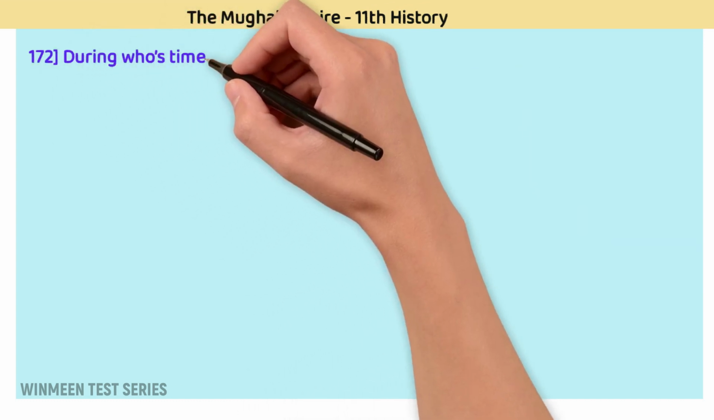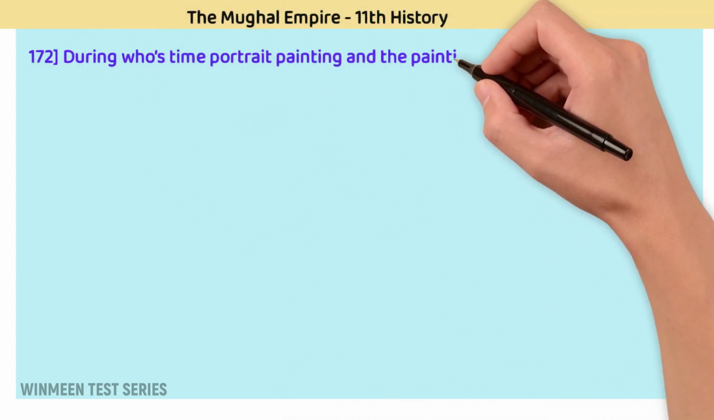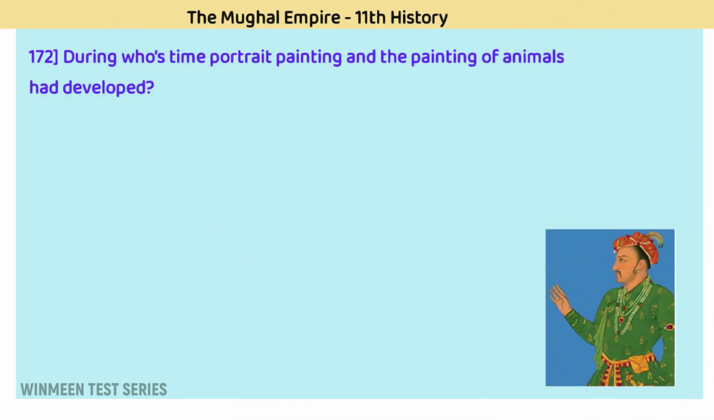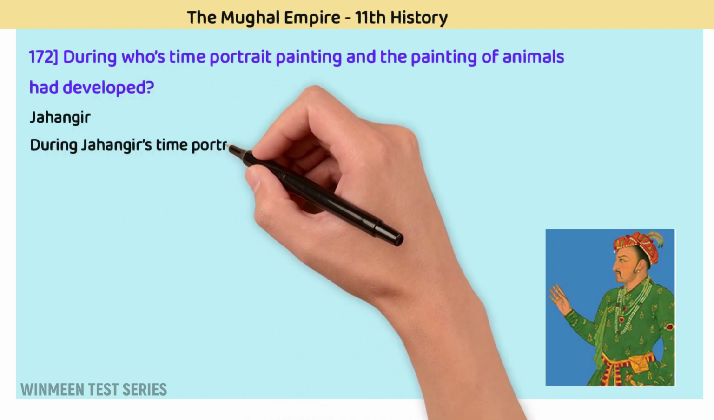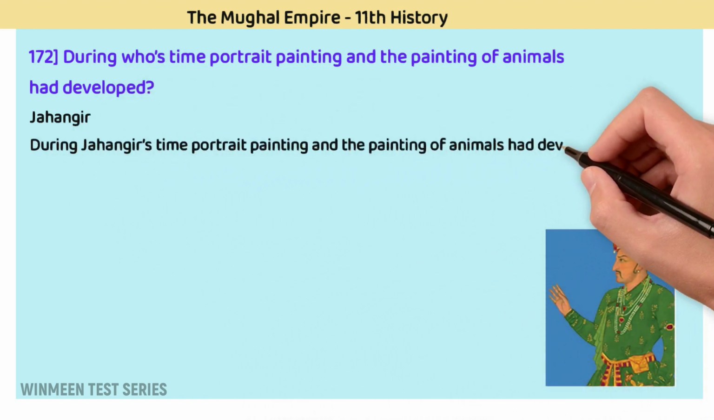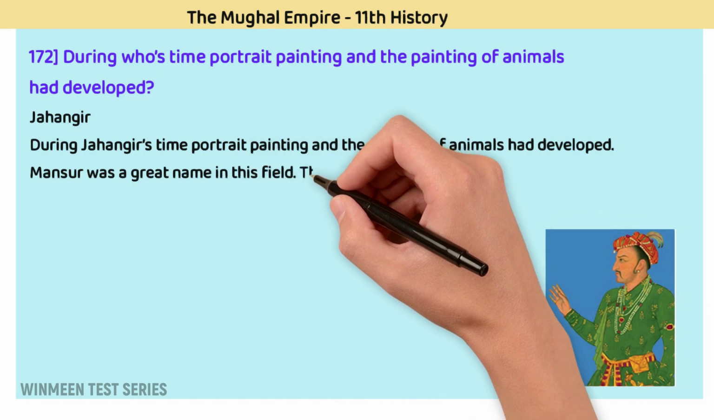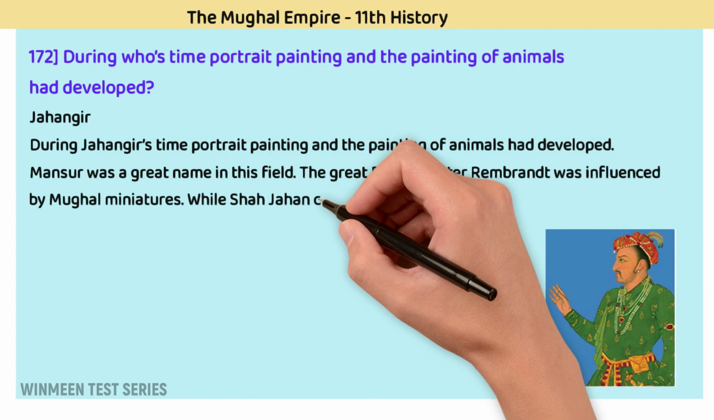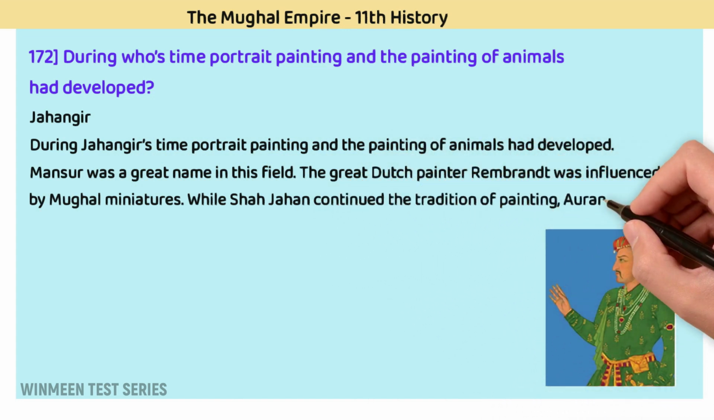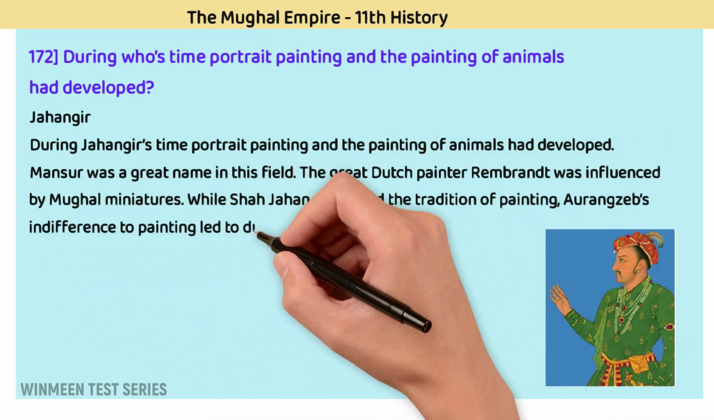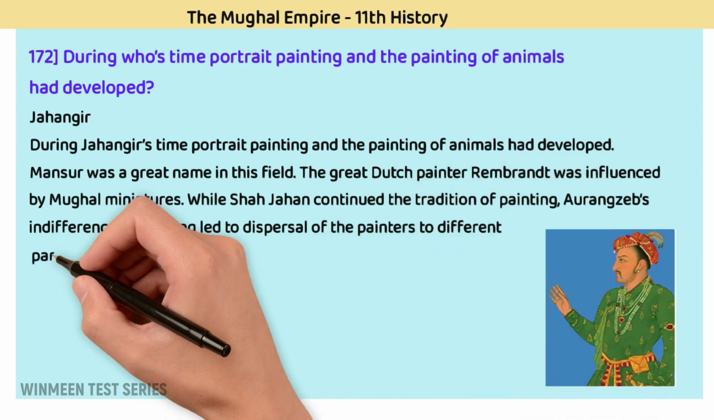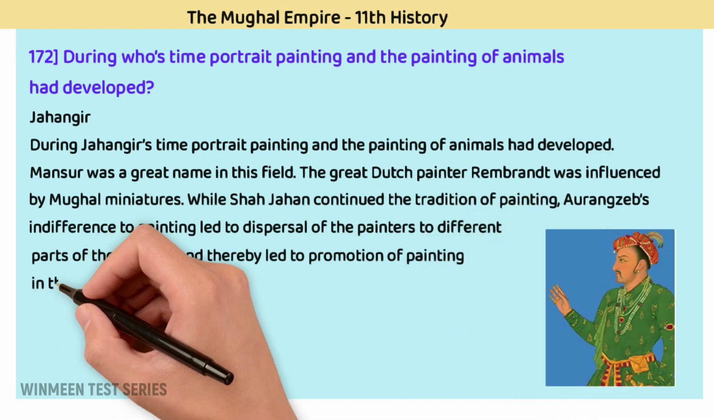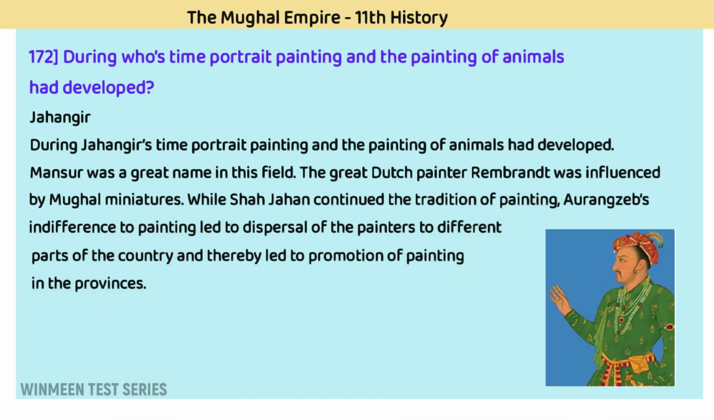Question number 172. During whose time had portrait painting and the painting of animals developed? The answer is Jahangir. During Jahangir's time, portrait painting and the painting of animals developed. Mansur was a great name in this field. The great Dutch painter Rembrandt was influenced by Mughal miniatures. While Shah Jahan continued the tradition of painting, Aurangzeb's indifference to painting led to dispersal of the painters to different parts of the country and thereby led to promotion of painting in the provinces.